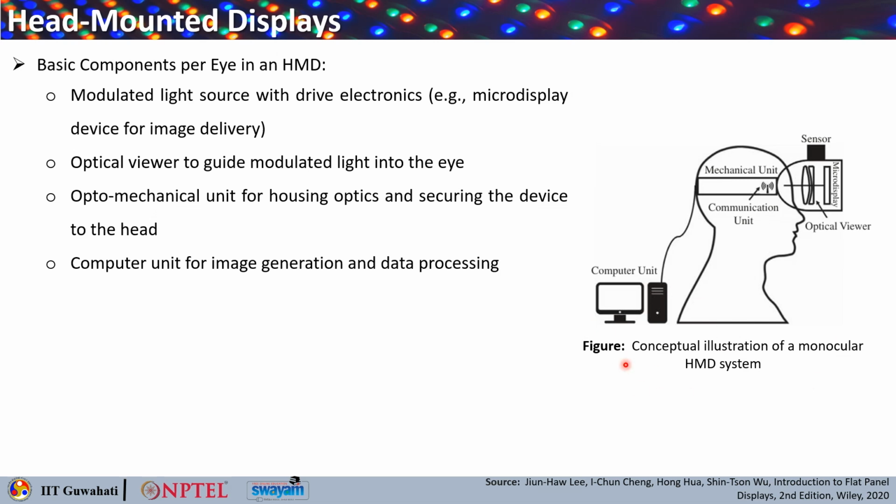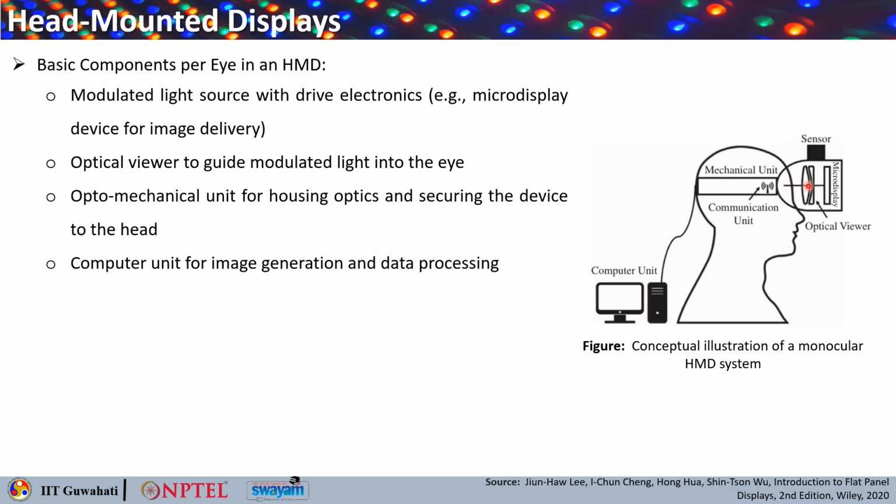So, here is a conceptual illustration of a monocular HMD system, and this is how it looks. What are the basic components per eye in an HMD? You will first require a modulated light source with drive electronics, that is your micro display doing the image delivery. Then you require lenses, the optical viewer that guides the light emitted by this micro display to the user's eye.